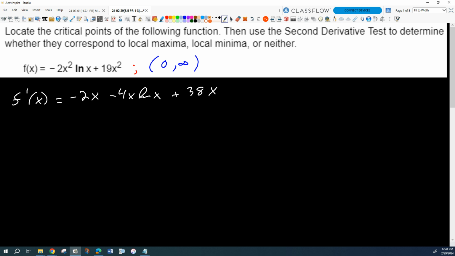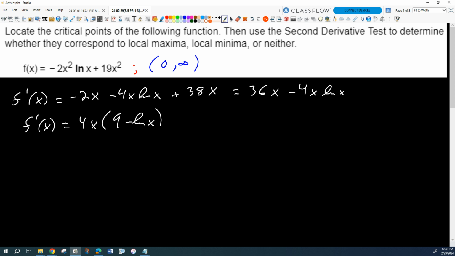Okay, so we could simplify and get 36x minus 4x log x, right? Yes. Okay, so we could rewrite f prime of x. We could factor that easily. What's the only thing we can do? Let's take out a 4x. 4x times (9 minus log x), okay?